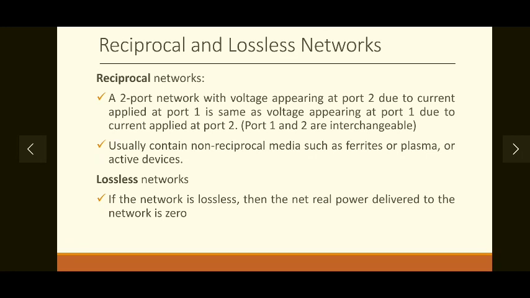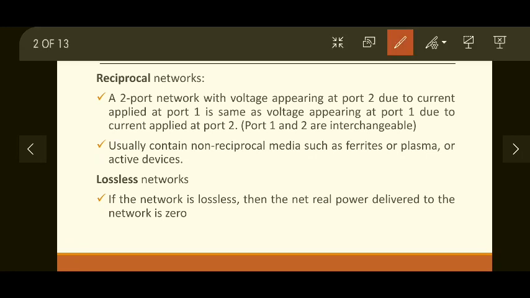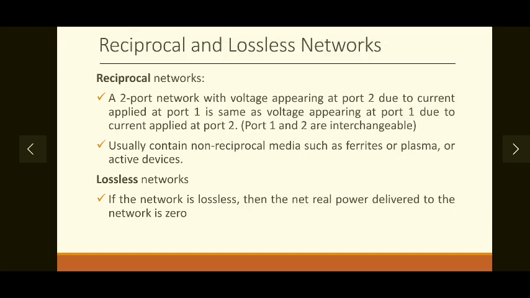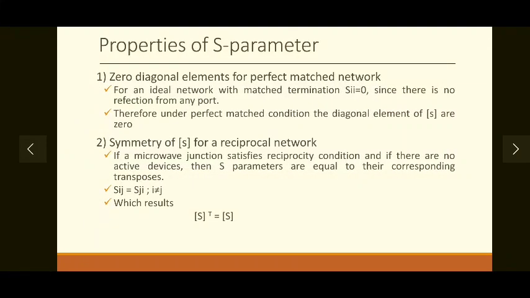The next type of network is the lossless network. As the name suggests, it doesn't incur any kind of power loss within the network. So whatever power we apply to the network, the entire power will be delivered to the load. Therefore, net real power delivered to the network is zero, not to the load. Entire power will get transferred to the load. So that is a lossless network. Both these types of network exhibit certain nature while calculating S parameters. We will see them.